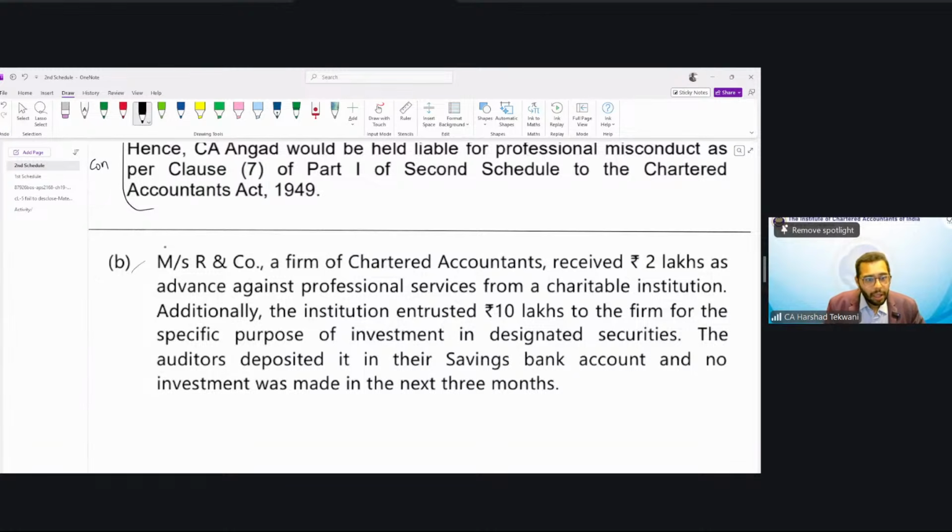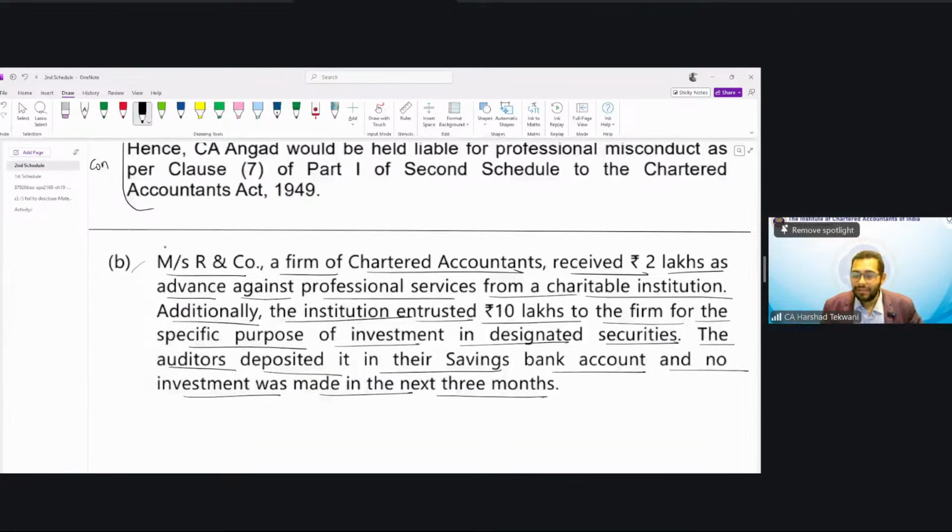Messrs. R and Company, a firm of chartered accountants, received 2 lakh as advance against professional service from a charitable institute. Additionally, the institute entrusted 10 lakhs to the firm for the specific purpose of investment in designated securities. The auditors deposited it in their savings bank account and no investment was made in the next 3 months. Comment based on the CA Act.